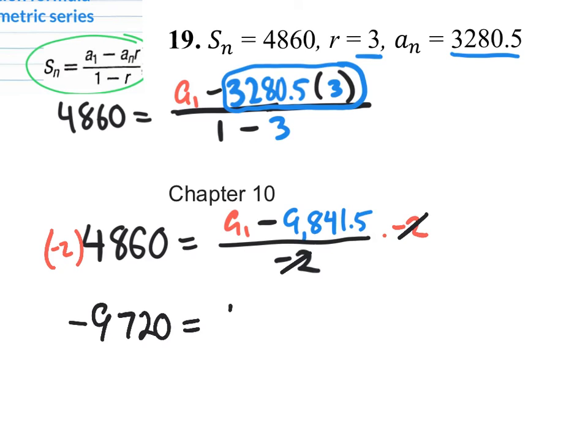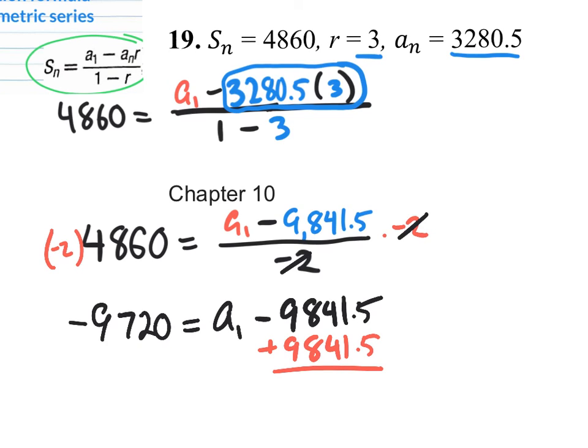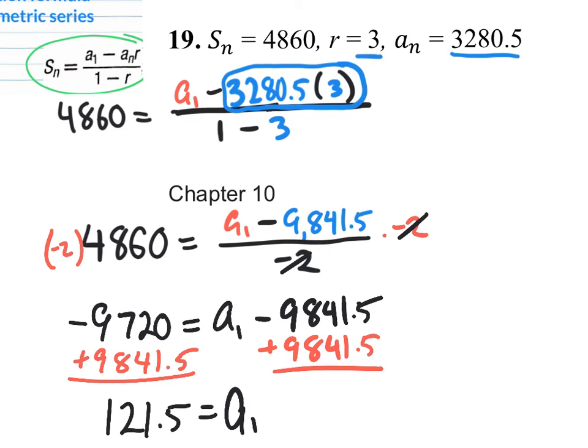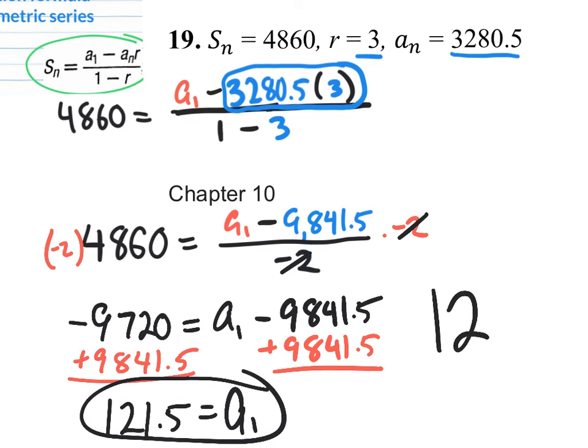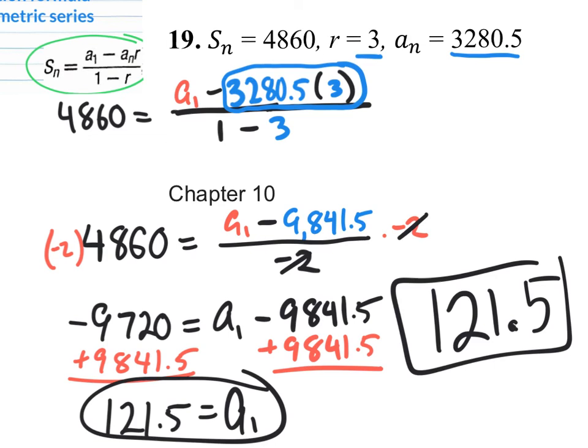-9,720 equals a sub 1 minus 9,841.5. So you want to solve for a sub 1, get rid of the -9,841.5 by adding it to both sides. And that would give us the final answer, a sub 1 equals 121.5. So the first term on our list is 121.5. And I should probably write an a sub 1 right in front of that.